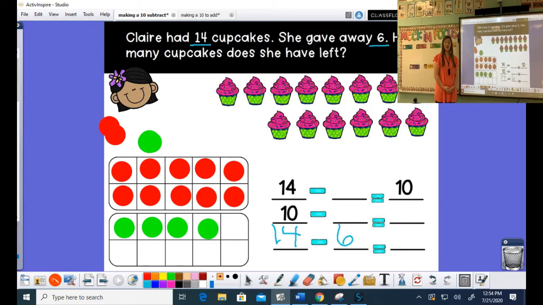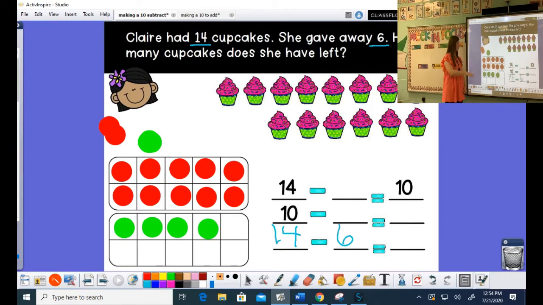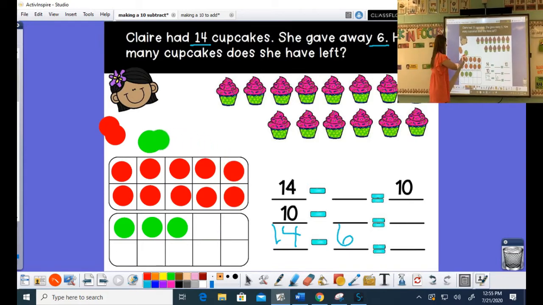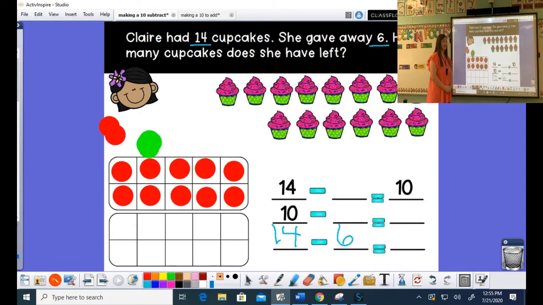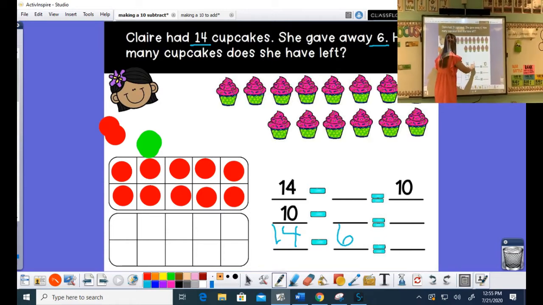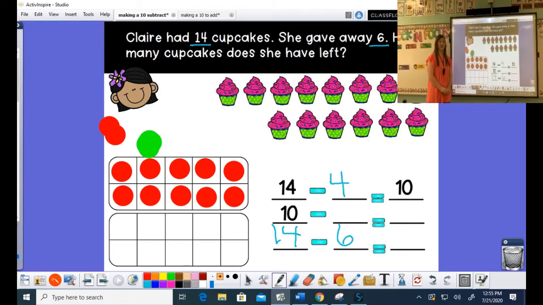Great. Now I'm going to slowly take away counters or cupcakes until I get to 10. So I'm going to start with my second 10 frame first. Keep taking away until we get to 10. Stop! We have made a 10. How many counters did we take away from our 14 to get to 10? That's right, 4. I took away 4 of our green counters, and we have made a 10.